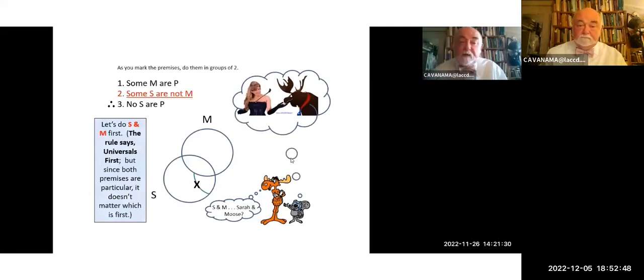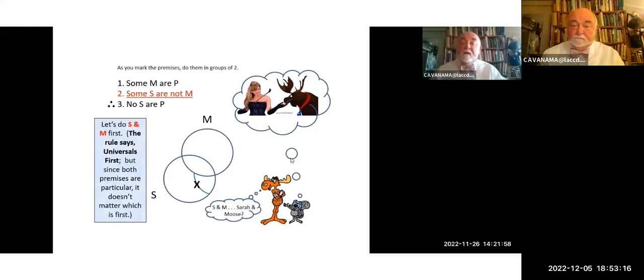The rule says universals first, but since they're both universal, it doesn't matter. So S and M first. Some M are not P. There's at least one thing which is an M, and at least one thing which is an S, which is not an M. That is in the S circle but outside the M circle.